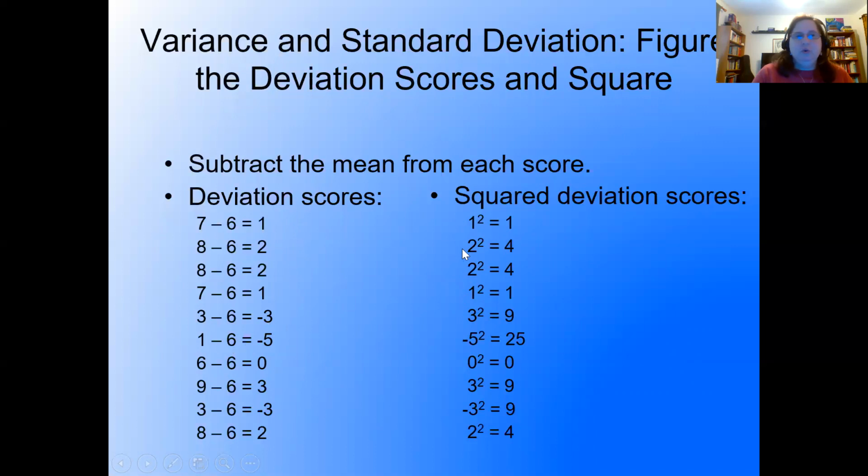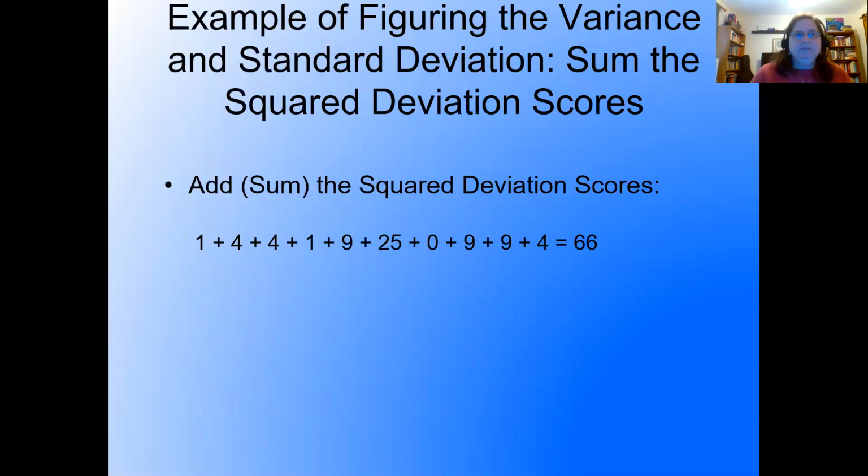So 1 squared is 1, 2 squared is 4, 3 squared is 9. Excuse me, that should be a negative 3 squared, it's still 9. Negative 5 squared is 25, etc. Again, there's a little error here that should be a negative, but it still equals 9, so we're still okay. Now we're going to add up our squared deviation scores. So we add up all those squares we just got, and we get 66.